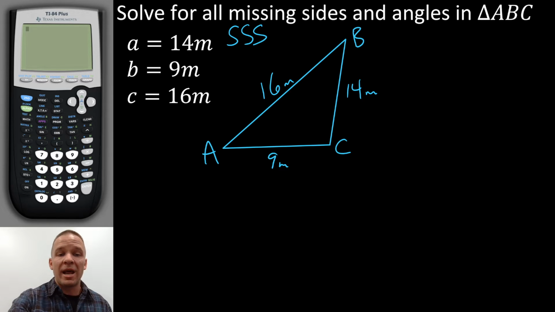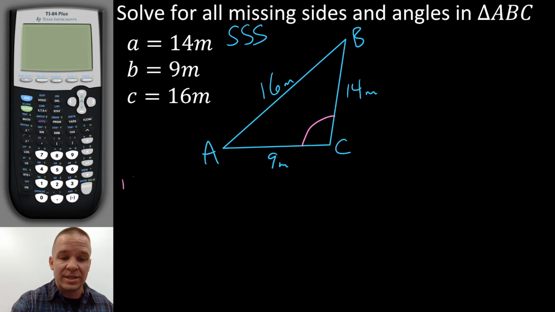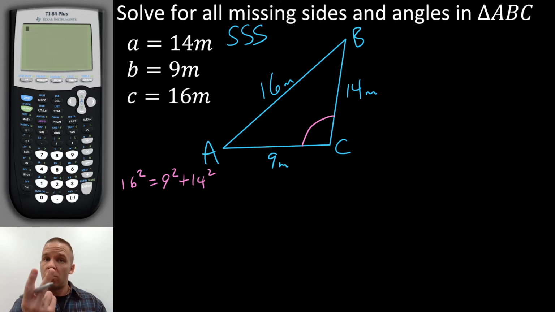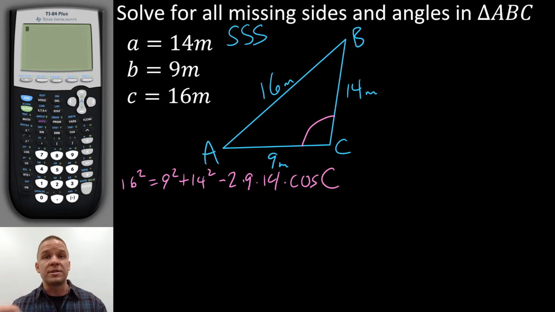So for this one, I'm going to have to set up law of cosines, and I'm going to solve for my largest angle, angle C, first. So when I set that up, that means I'm going to do 16 squared is equal to 9 squared plus 14 squared. I could have done those in either order there because it's addition. And then minus 2 times 9 times 14. So those 2 sides show up again. And then the cosine of angle C.